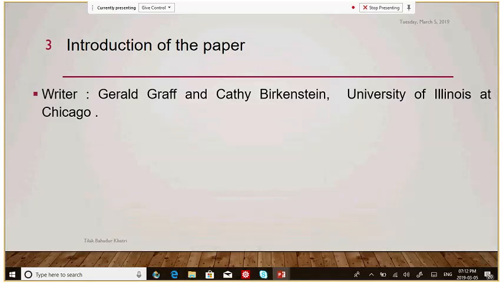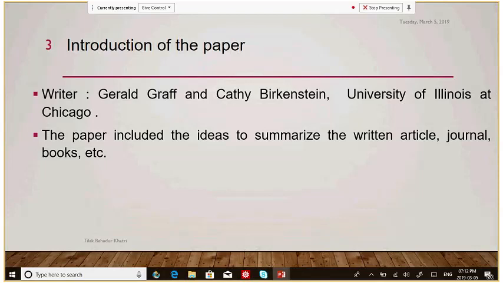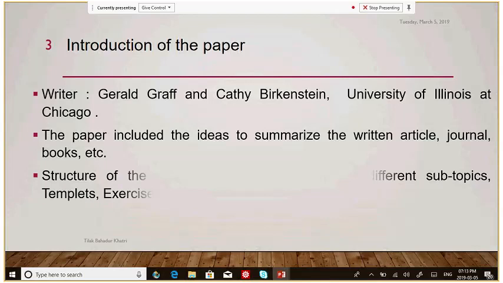The paper is written by Gerald Graff and Kathy Birkenstein, writers from the University of Illinois at Chicago. The paper includes ideas to summarize written articles, journals, books, etc. In this paper, the author described how to summarize articles, journals, books, etc. The structure of the paper is described in different subtopics: templates and exercises.